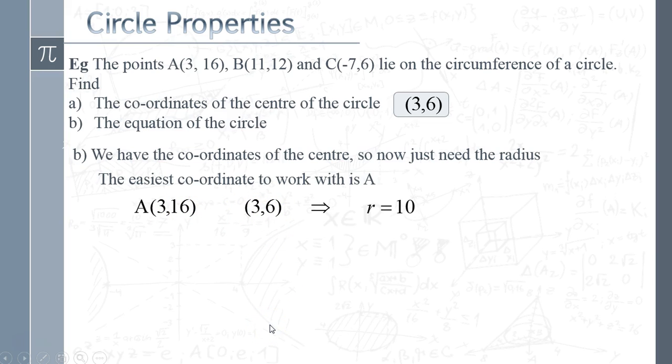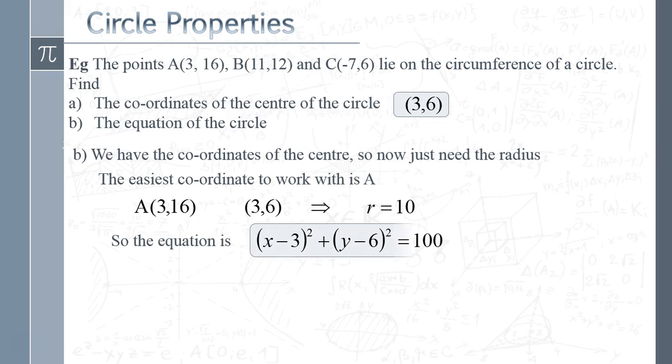So in this particular case we've got a radius of 10, so therefore pop that now into our equation for the circle, and we get x minus 3 all squared plus y minus 6 all squared equals r squared, i.e. 100. Okay, job done.